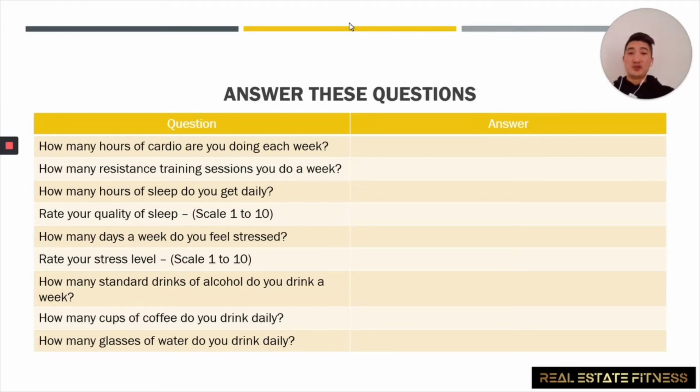How many hours of cardio do you do each week? How many resistance training sessions are you doing a week? How many hours of sleep do you get every single day? And please rate your quality of sleep on a scale of 1 to 10. How many days a week do you feel stressed? And please rate your stress level 1 to 10. How many standard drinks of alcohol do you drink a week? How many cups of coffee do you drink every day? And how many glasses of water do you drink every single day?